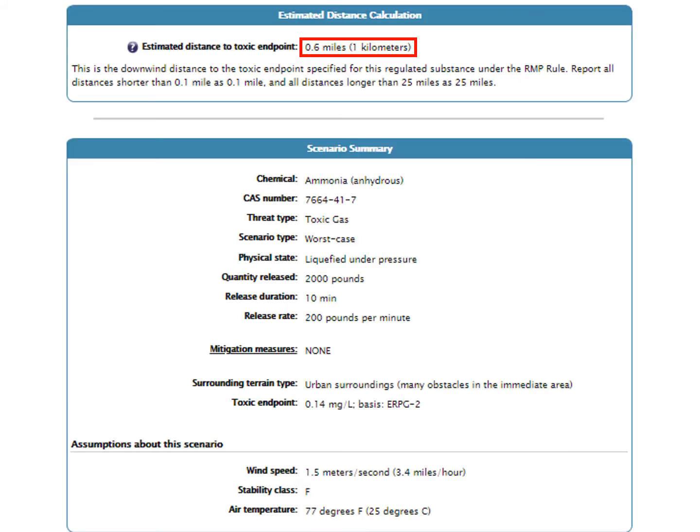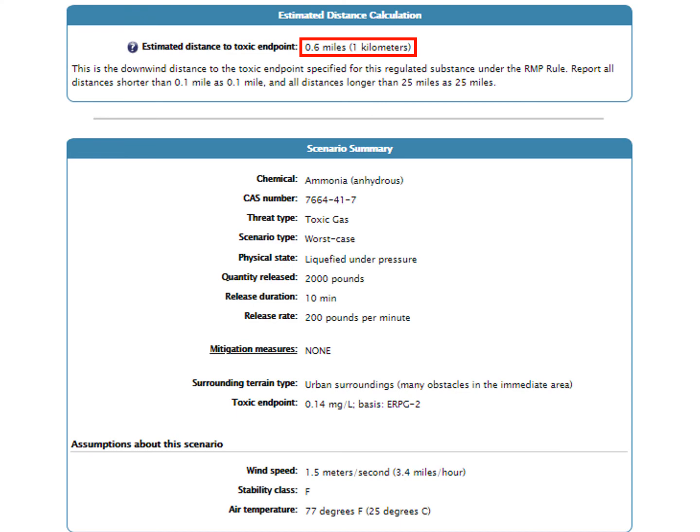The following slide shows the results from the information being input into RMP*Comp. A quantity released of 2,000 pounds with a release duration of 10 minutes gives a release rate of 200 pounds per minute. The reason that the release duration is 10 minutes in this example and not 60 like in the previous example is that this substance has a gaseous form, and it is assumed that after the entire release of the tank, the ammonia should be completely dispersed within 10 minutes.